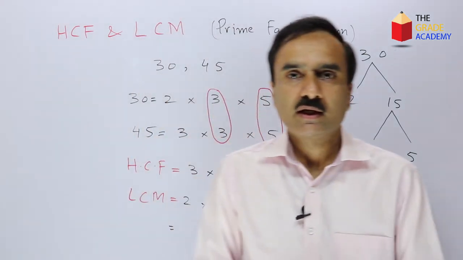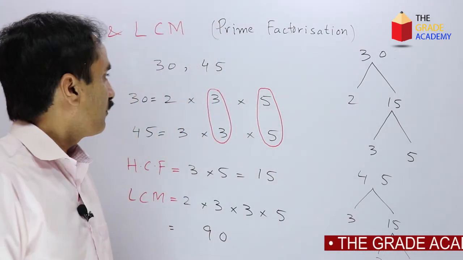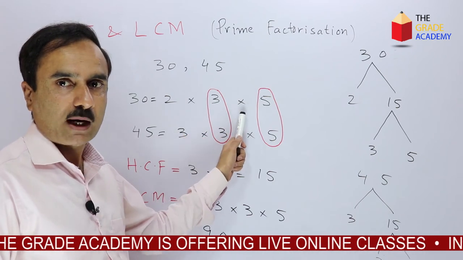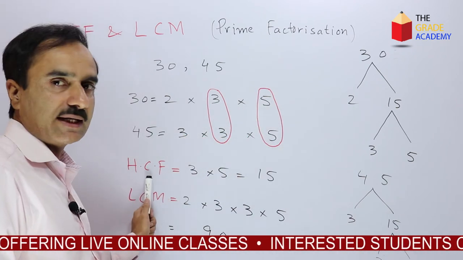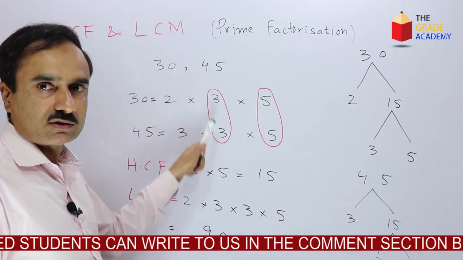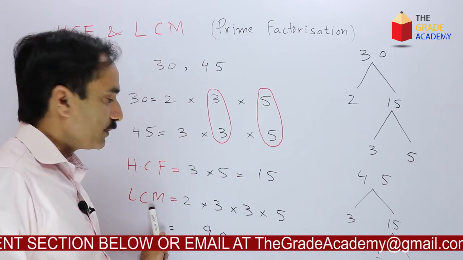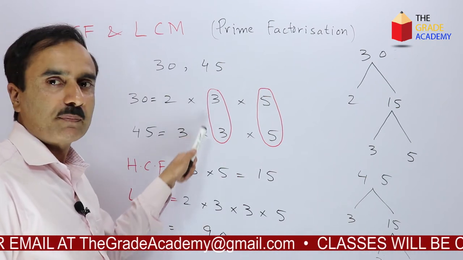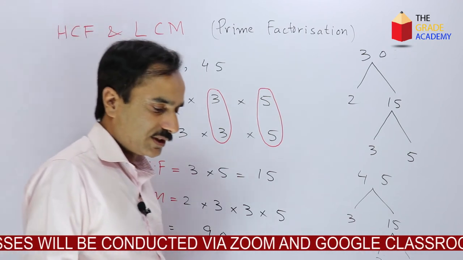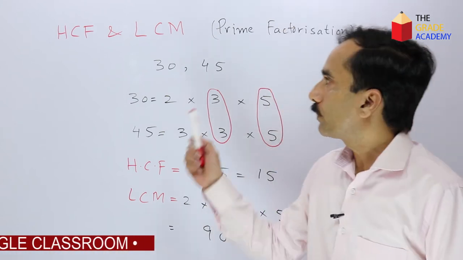So here we saw that in order to find HCF and LCM by prime factorization, first of all, we decompose the given numbers as products of their prime factors, and to find HCF, we multiply the factors which appear as factors of both of these numbers, and to find LCM, we multiply the factors which appear in either of these two numbers. So this is the method of finding HCF and LCM by the method of prime factorization.